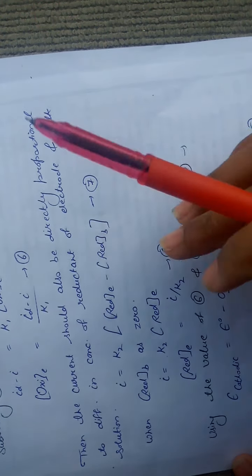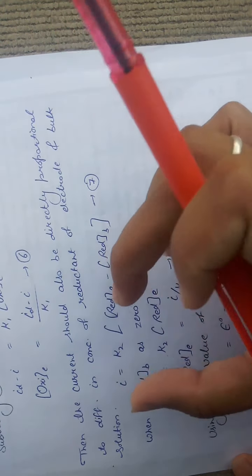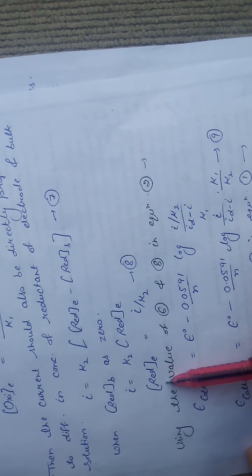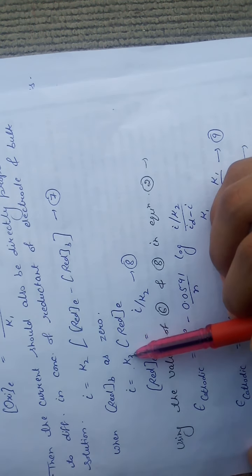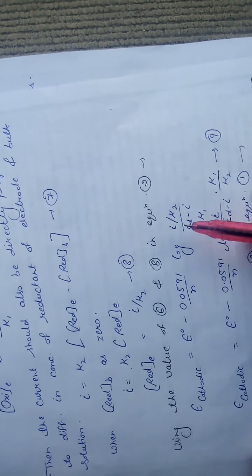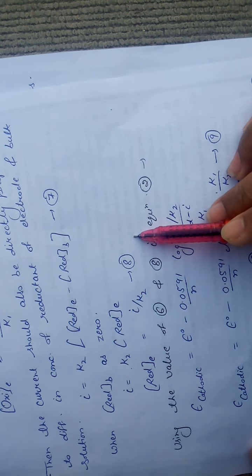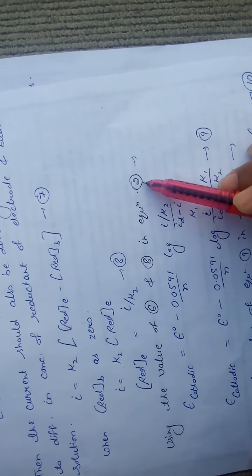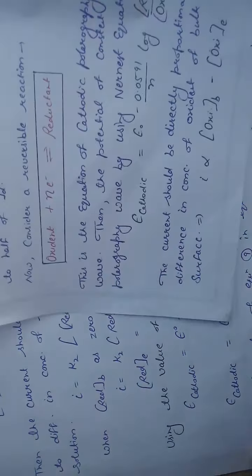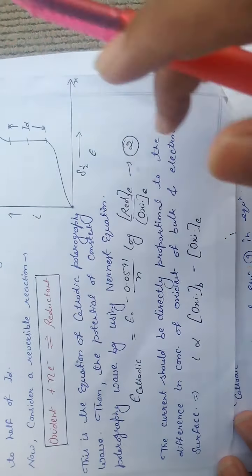This is 0, so it will be equal to this. Reduction at electrode surface is equal to I upon K2. K2 will go here. This is represented by equation number 8. Using the value of 6 and 8 in equation number 2. What was the equation number 2? This was equation number 2, right?